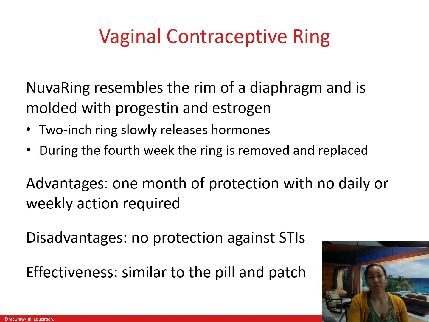There's a vaginal contraceptive ring. This is a ring that is inserted into the vaginal canal, and again, it's going to play with your hormones. It's a play on hormones. So it's going to release progesterone and estrogen, and it's going to, again, prevent the sperm from meeting the egg.